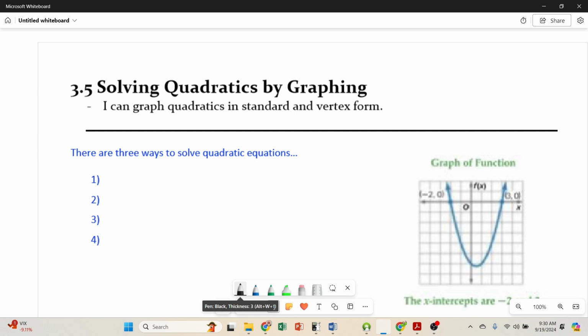Welcome to Algebra 2, Unit 3, Section 5, Solving Quadratics by Graphing. I can graph quadratics in standard and vertex form.